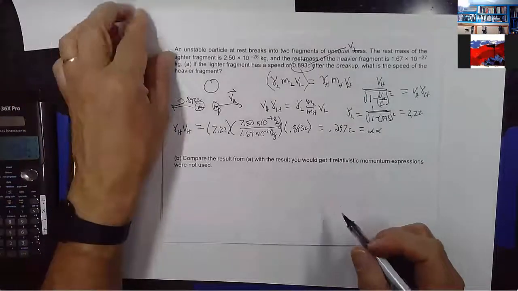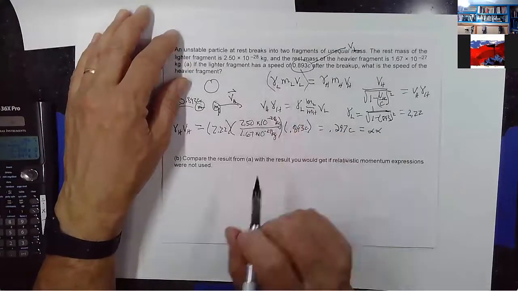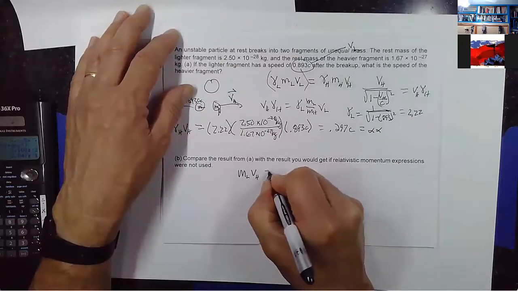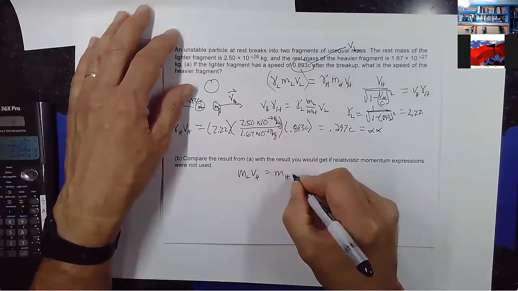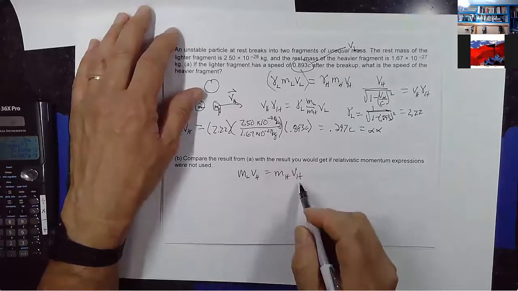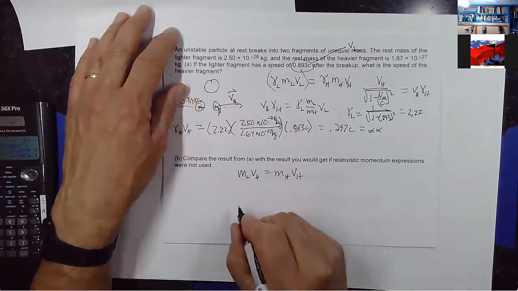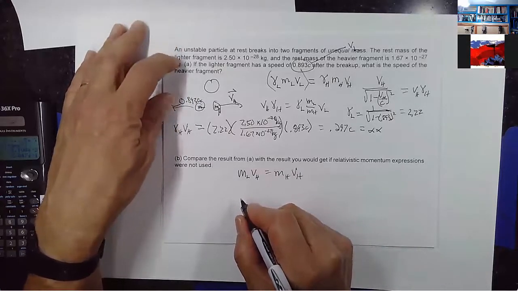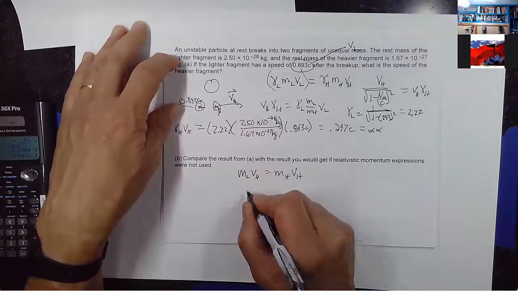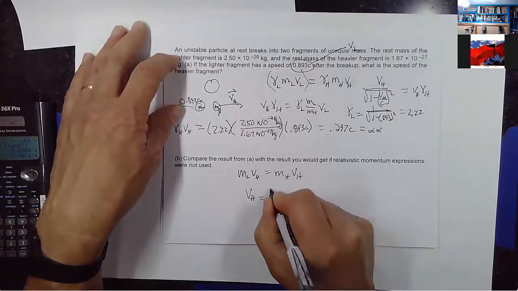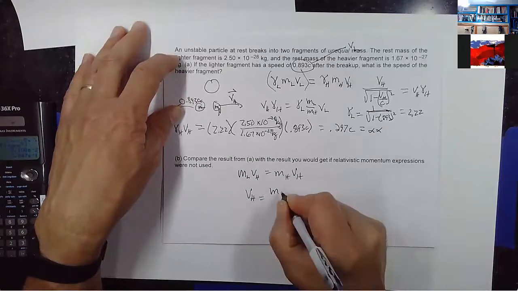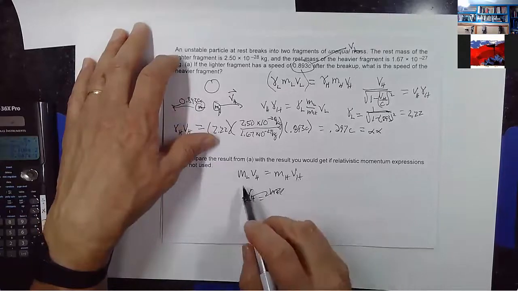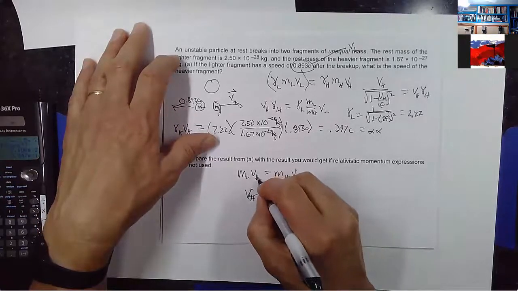We wouldn't have the gammas on here. So we would just say m sub l v sub l is equal to m sub h v sub h. The calculation's a whole lot simpler. V sub h is just going to equal, wait a sec, I can't read my writing here. Those are h's, those are l's. There we go.